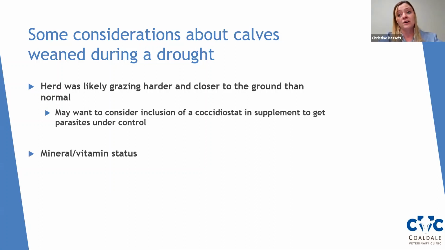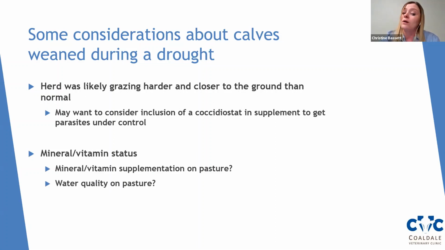Additionally, the mineral and vitamin status of those calves are going to be impacted by that drought. So whether they were supplemented with minerals and vitamins on pasture, because we know that the vitamin status of that grass is probably not as good as we would normally see. And then what is the water quality like on that pasture? Was it good quality, or were there any sulfates in there that might have negatively impacted mineral absorption, which might therefore reduce mineral status in those calves?